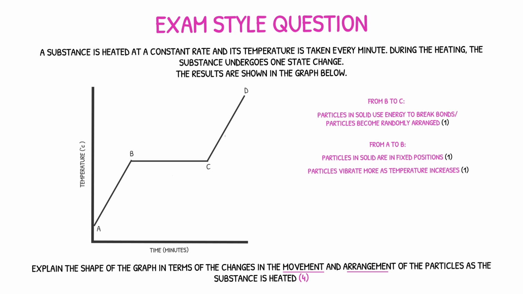From C to D, 1 mark is awarded for explaining that the particles are arranged in a way that they can slide past one another, and the second mark is for indicating that the movement of the particles will increase as the temperature increases.